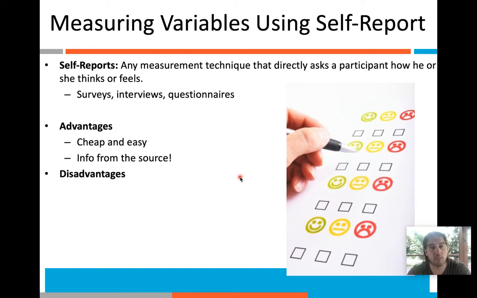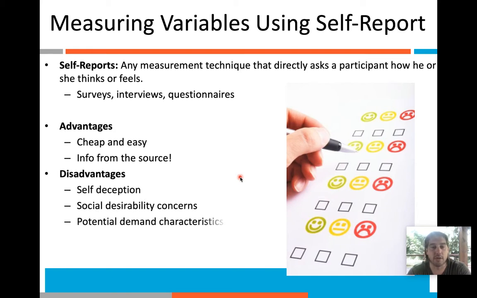Of course, there are some real disadvantages to self-report measurement. A lot of the disadvantages center around the fact that people make mistakes, right? They deceive themselves.